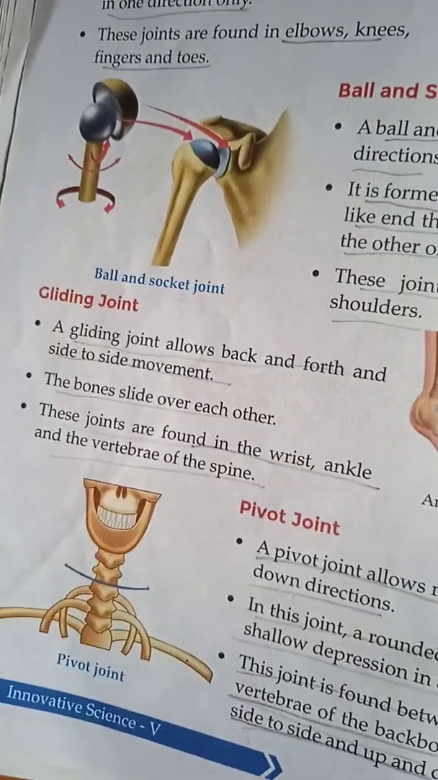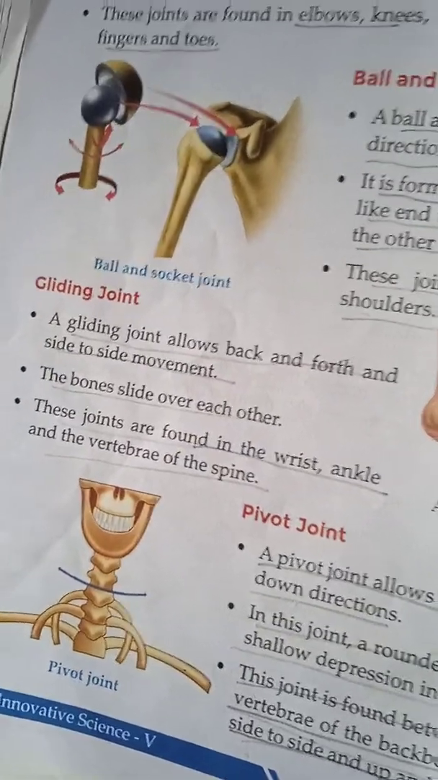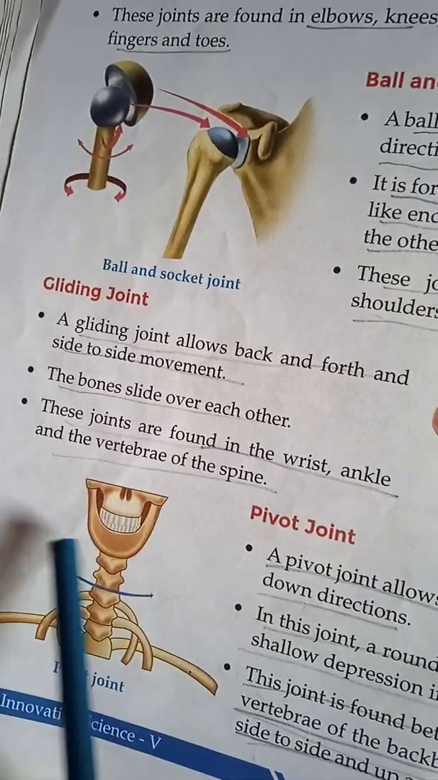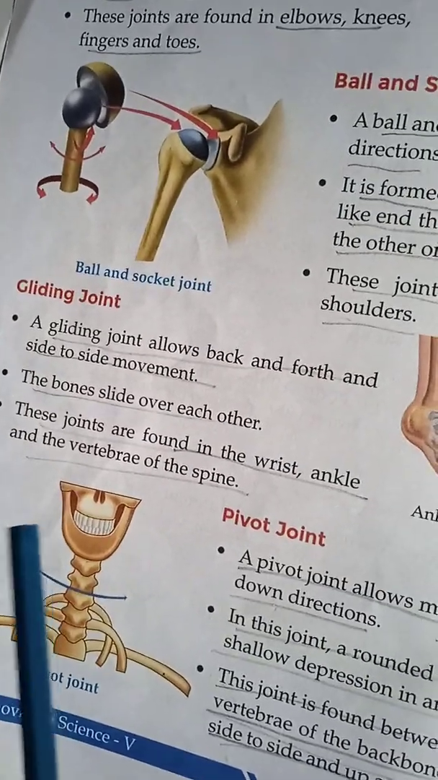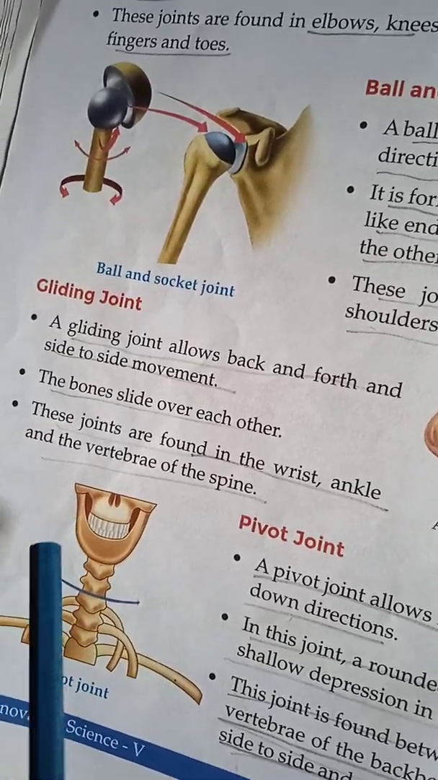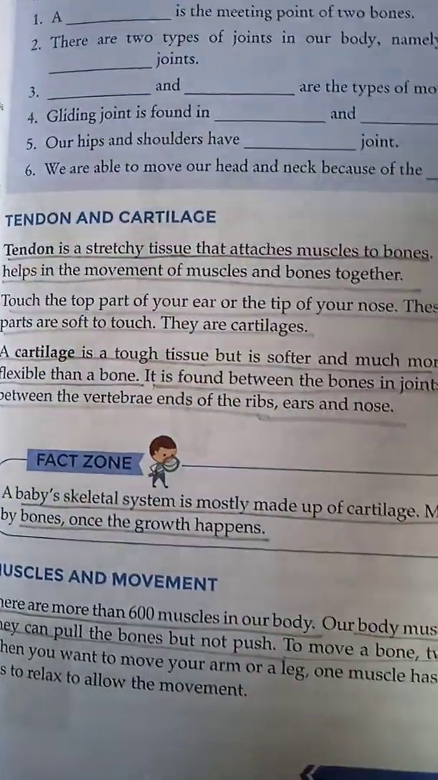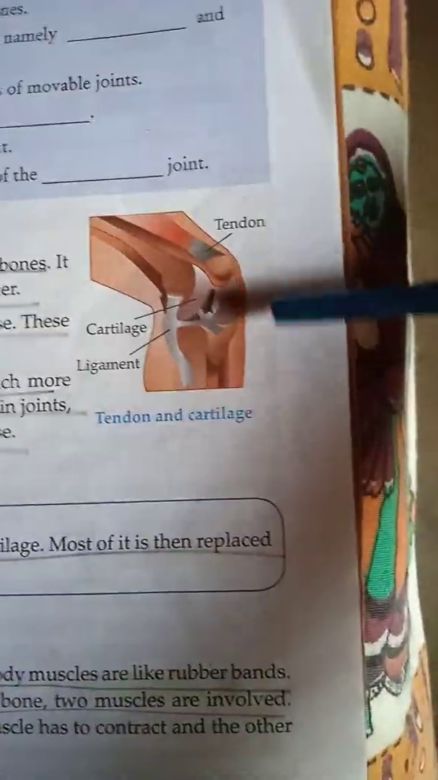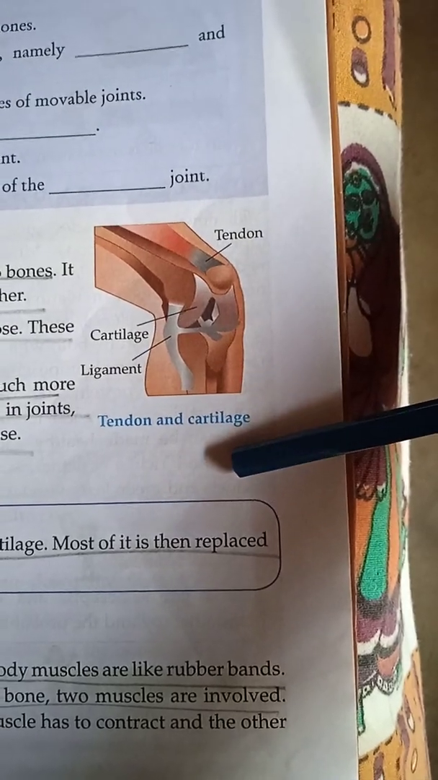Okay, we are able to turn our head up and down, upward, downward, sidewards, because of the presence of these joints. Okay, now we are going to deal with the cartilage and tendon. So what is cartilage and what is tendon? As you can see in this figure: tendon, cartilage, ligament.